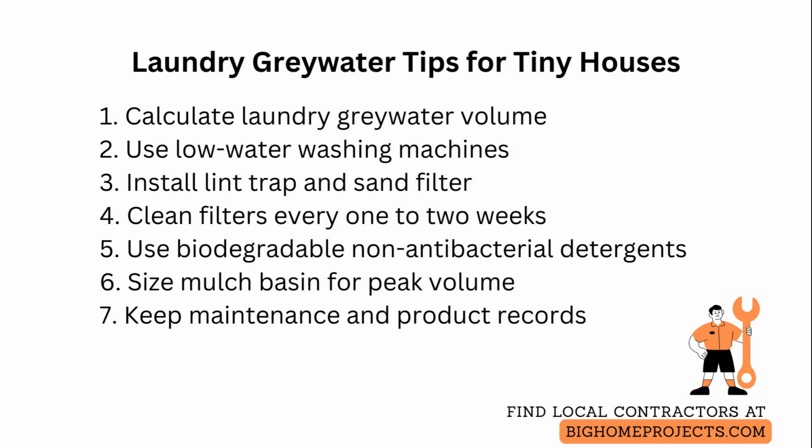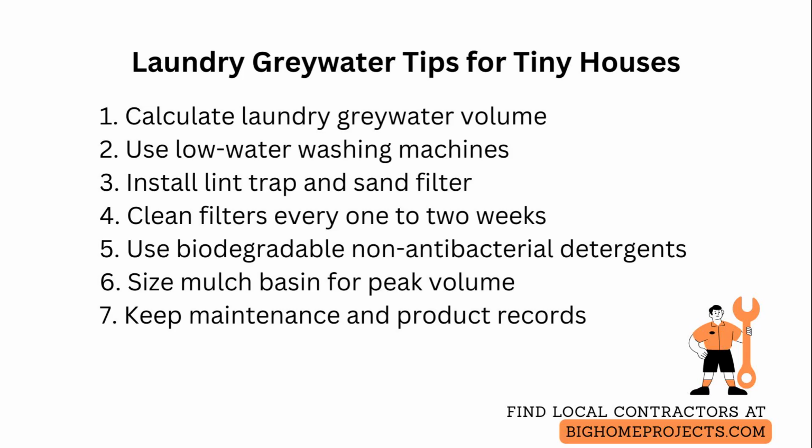For small properties with limited land, consider a hybrid approach where laundry gray water is directed to the septic during heavy detergent use or winter months and to a mulch basin during normal conditions using a simple manual valve or diverter. Finally, maintain clear records of products used, volumes, and filter maintenance so you can adjust practices if plant health or septic performance changes.